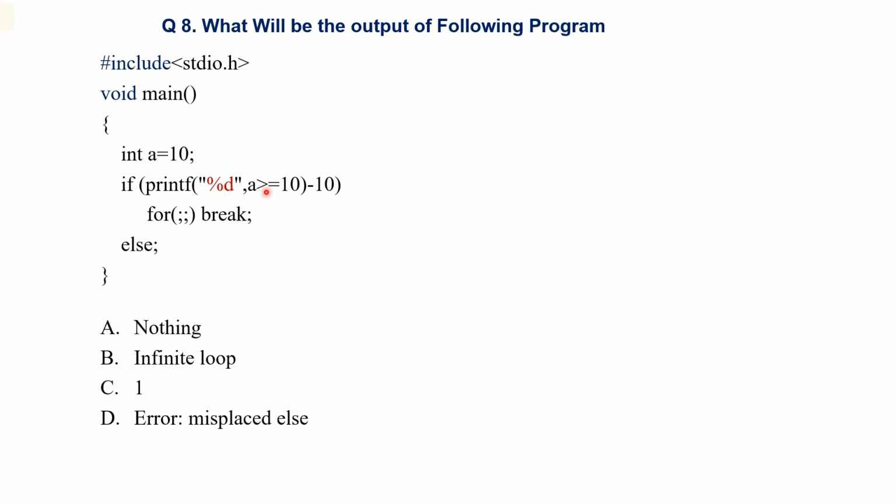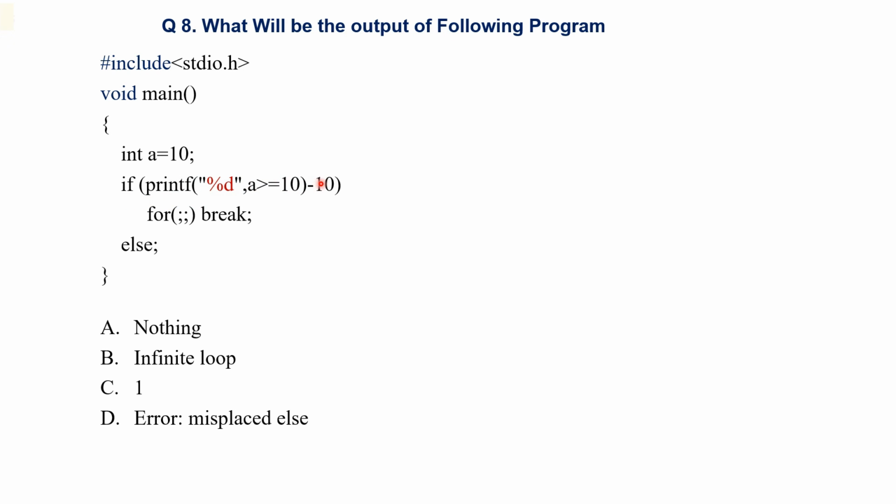So 1 will be displayed with this printf function, and at the same time printf returns the number of characters it is printing. So now printf is printing only the character 1, so hence it will return the value 1. So 1 minus 10. So now the expression becomes 1 minus 10, which will be equal to minus 9. So minus 9 is a true value. So hence this condition is true.